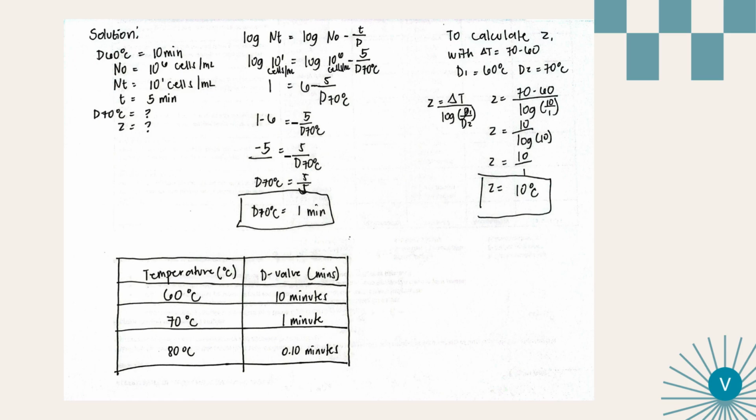So in conclusion, the D value at 70 degrees Celsius is 1 minute and the Z value is 10 degrees Celsius. This means that for every 10-degree increase in temperature, the D value decreased by 10 times.